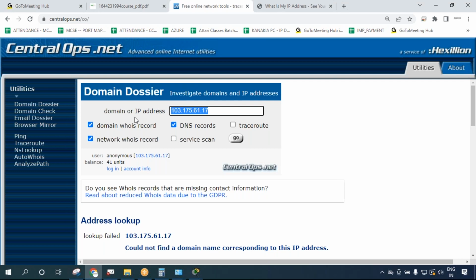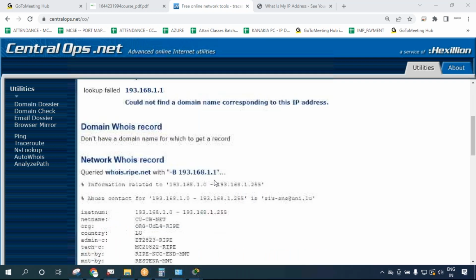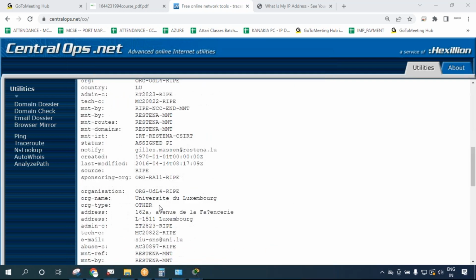Now if I ask ARIN, tell me one thing: first of all, tell me is this a private IP or a public IP? Is 193.168.1.1 a private IP or public IP? What do you think? Is 193.168 private or public? The answer is correct, it is a public IP address, and this public IP is taken by University of Luxembourg.